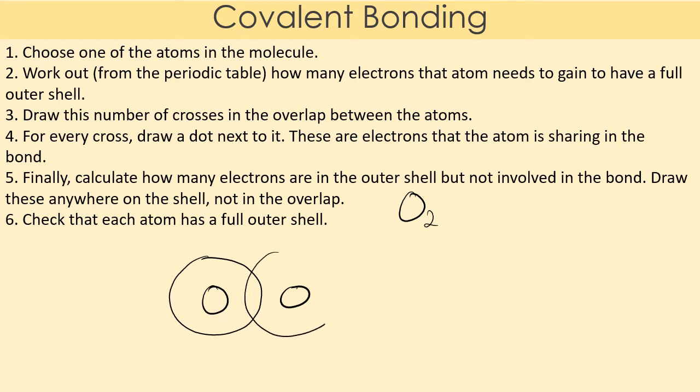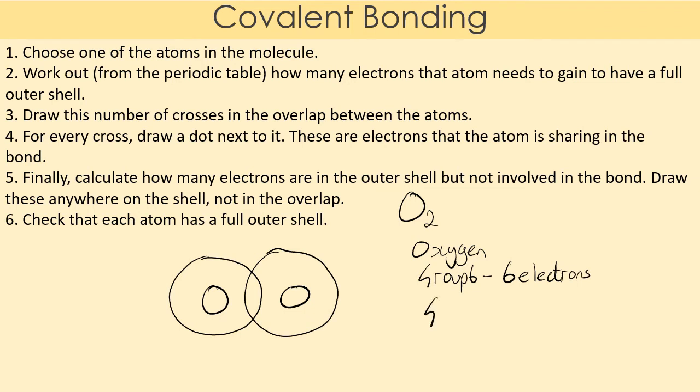To start off, I'm going to draw this again. Now, our first step, choose one of the atoms in the molecule. They're both oxygen, so it doesn't matter which one we choose. So we look at oxygen on the periodic table. Oxygen is in group 6. That means it has 6 electrons in its outer shell.